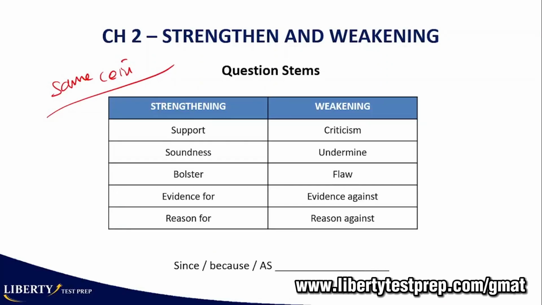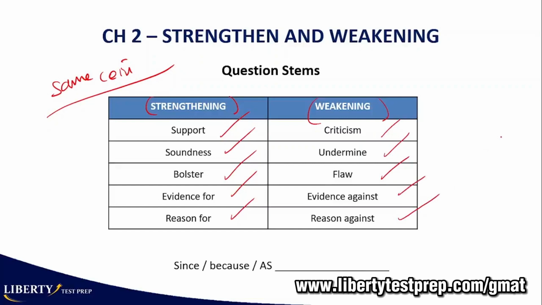So now the most important thing here is to be able to identify the question. When you read the question, you should be able to know that they're asking you about a strengthening or a weakening question. Some common synonyms that are going to be used for strengthening are support, soundness, to bolster something, evidence, or reason for. Those are some common words that you're going to find instead of strengthening that are going to ask you also to strengthen the conclusion. And then you have the synonyms of weakening: criticism, undermine, flaw, evidence against, or reason against.